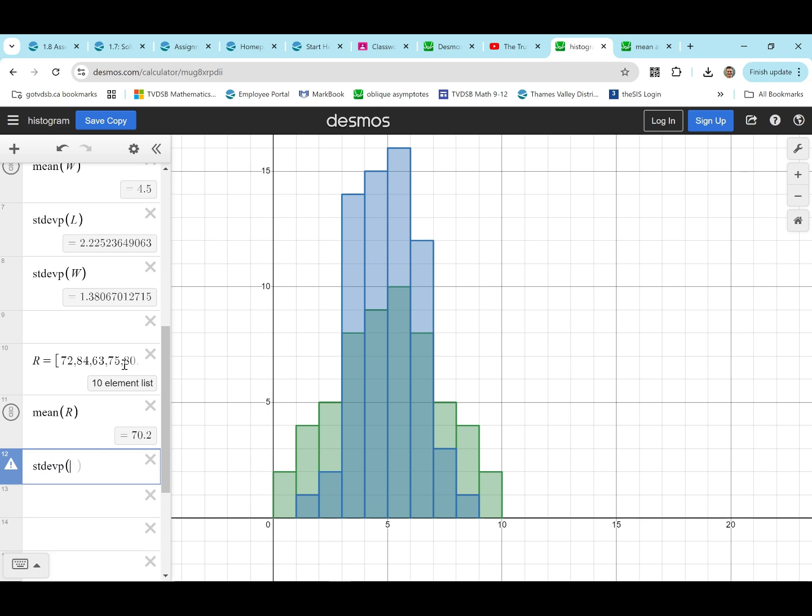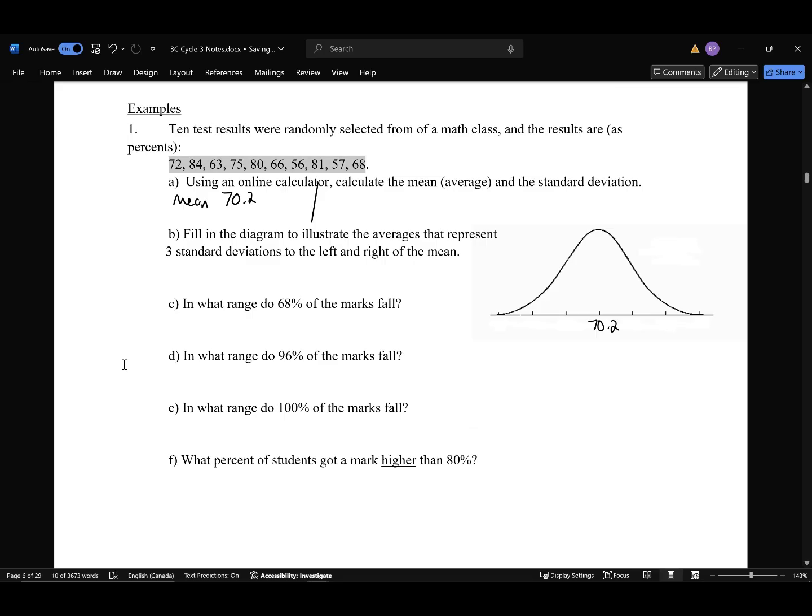This is just the way you use it on Desmos. You don't have to use Desmos. You could Google your own online calculator for this. And it tells us our standard deviation is, it looks like, 9.4. So 9.4 for our standard deviation, we're going to use that to create our histogram right here.